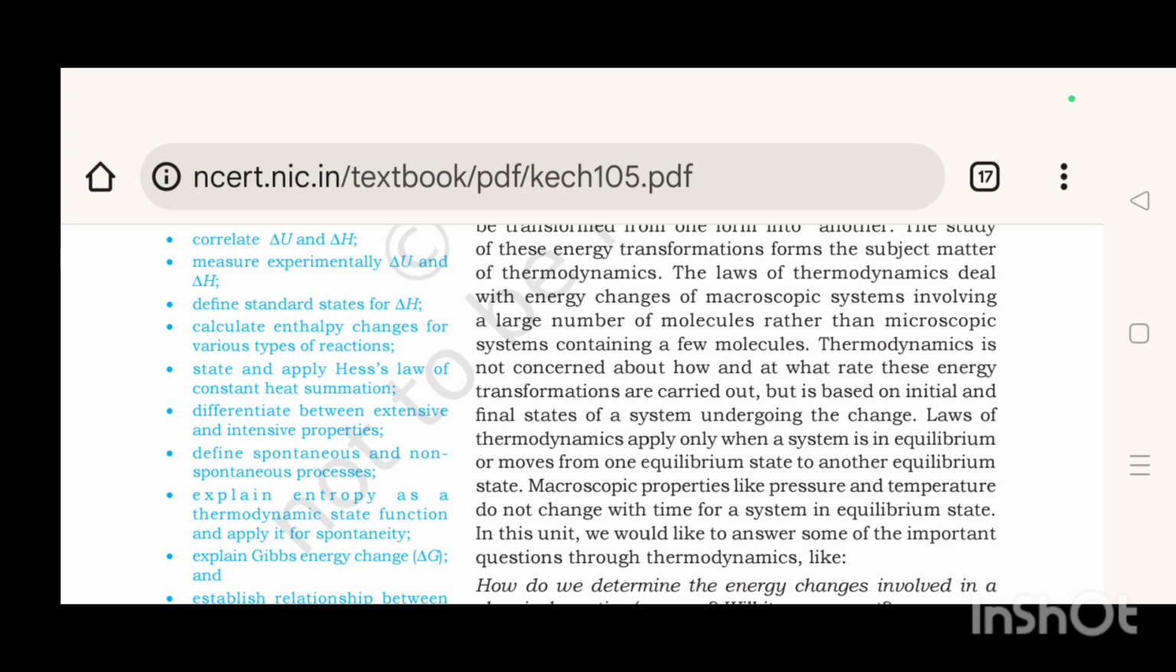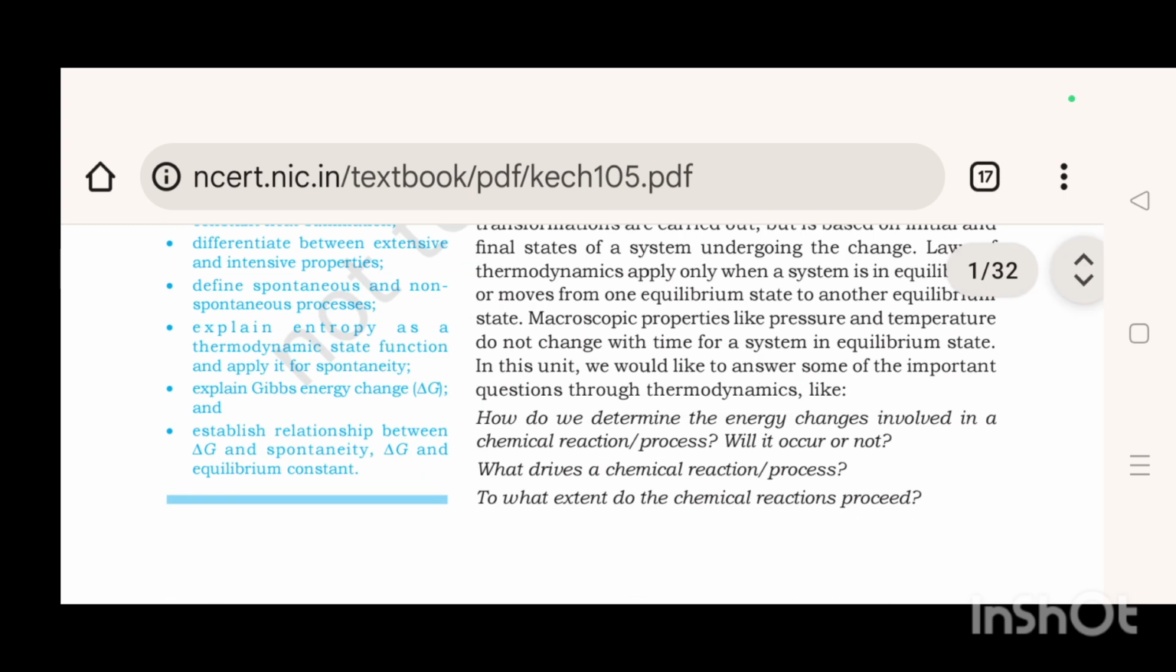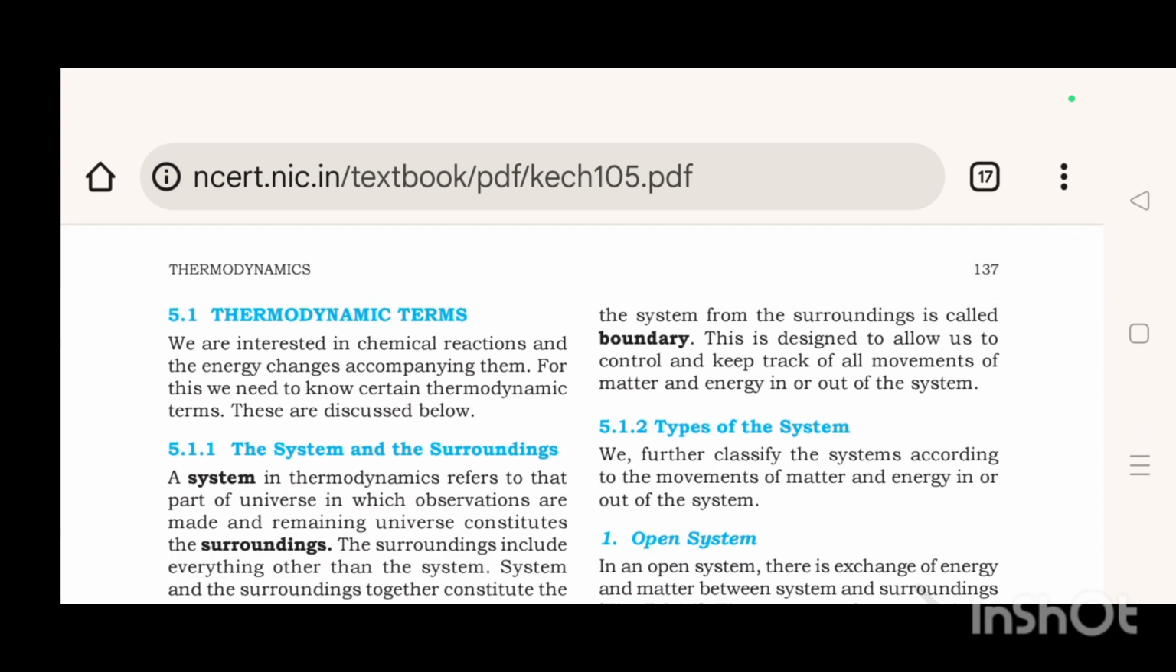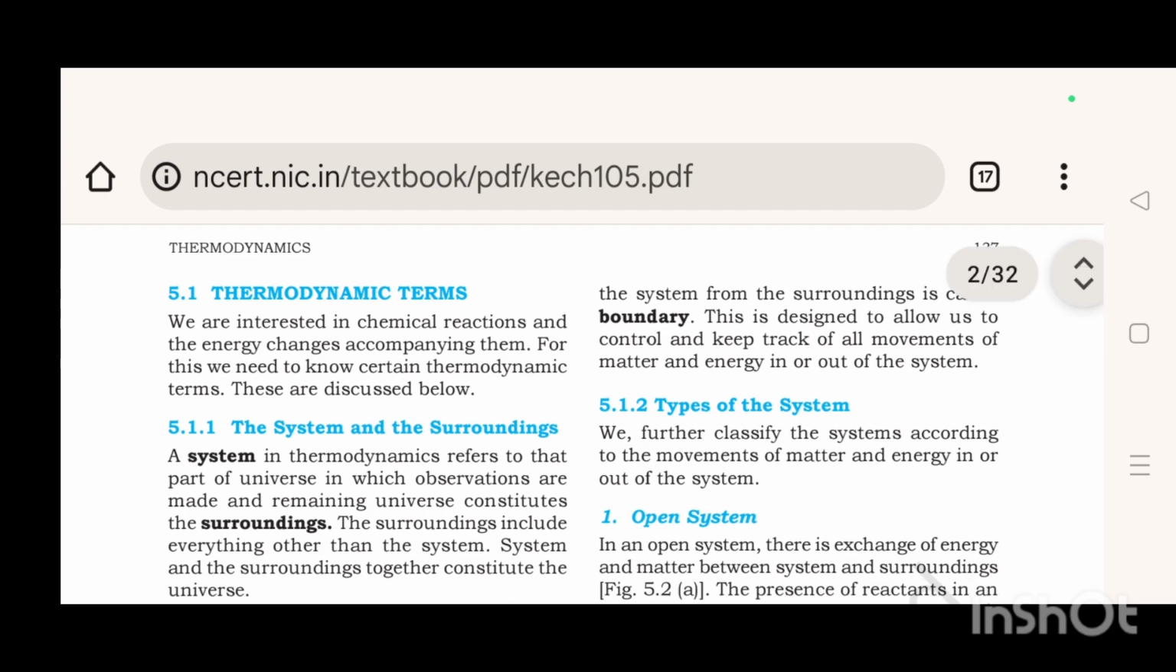In this unit, we would like to answer some important questions through thermodynamics. Like how do we determine the energy change involved in a chemical reaction, what drives a chemical reaction, and to what extent do chemical reactions proceed. Thermodynamic terms. We are interested in chemical reactions and the energy changes accompanying them. For this we need to know certain thermodynamic terms. These are discussed below. The system and surroundings.